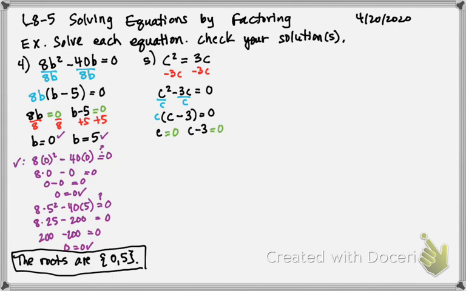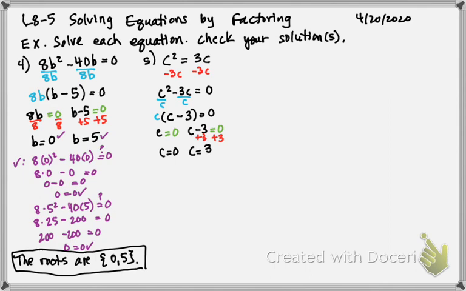So the first one's already solved, c equals 0. Okay, so 0 is one of the solutions. So I'll just rewrite that. The other guy I have to do a little bit of work on. I'm going to do inverse operations. I'm going to add 3 to both sides, and I get c equals 3.